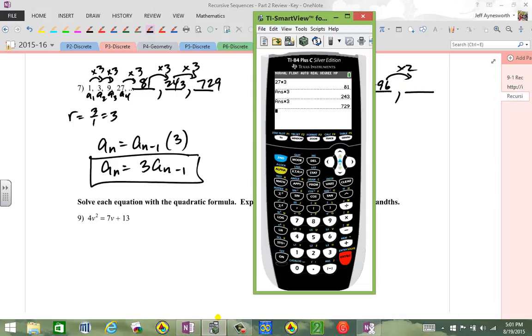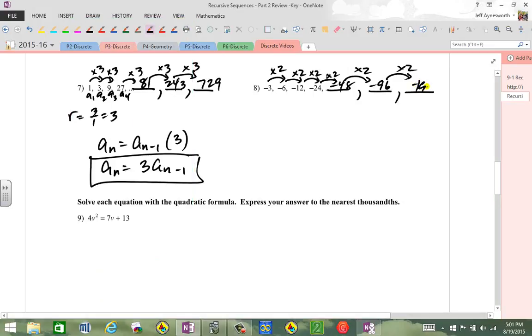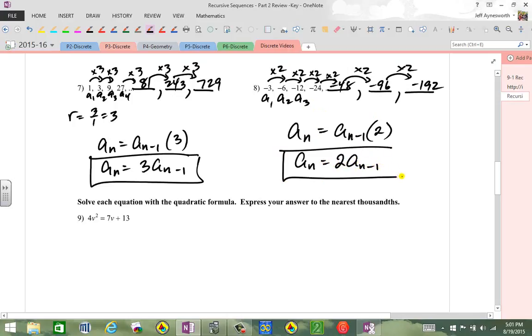And then right here, if you don't know what 2 times negative 96 is, which should be what, negative 192, then work it out on your calculator. Negative 96 times 2, get negative 192. There you go. And so recursively, it looks like this. You take any term, and you multiply the one before it, which is a sub n minus 1, times this number here, 2. Or you can say a sub n equals 2 times a sub n minus 1, 2 times the previous one. Remember, this just means previous. That's it.